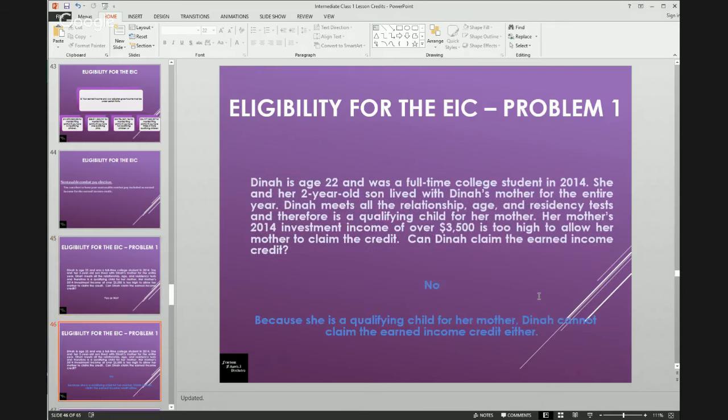And the answer is no, because she is a qualifying child for her mother. So Dinah cannot claim the earned income credit. Her mother cannot either because of the investment income being too high.